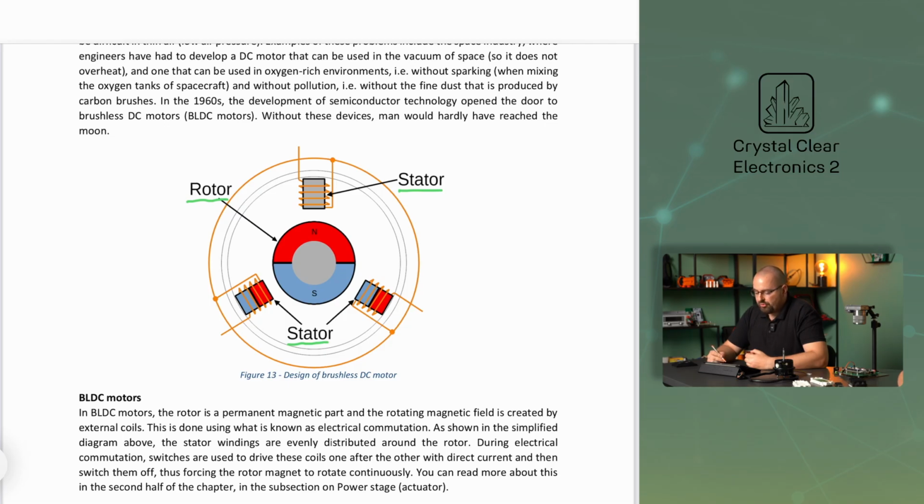During electrical commutation, switches are used to drive these coils one after the other with direct current and then switch them off, thus forcing the rotor magnet to rotate continuously. Let's look at this in reality.